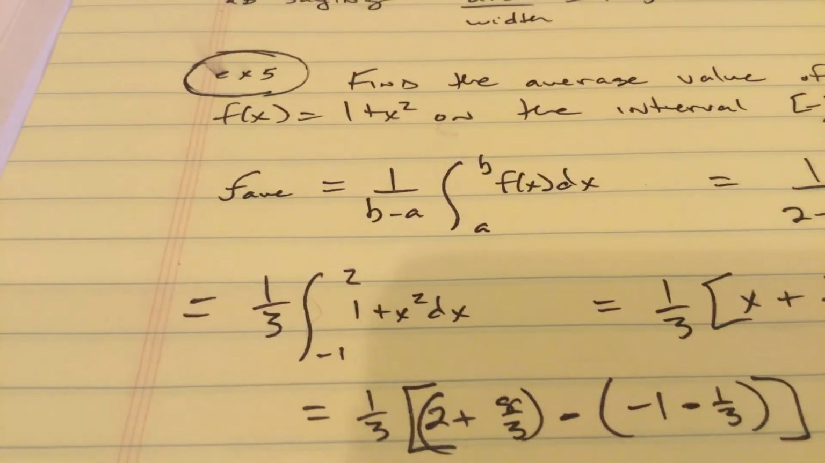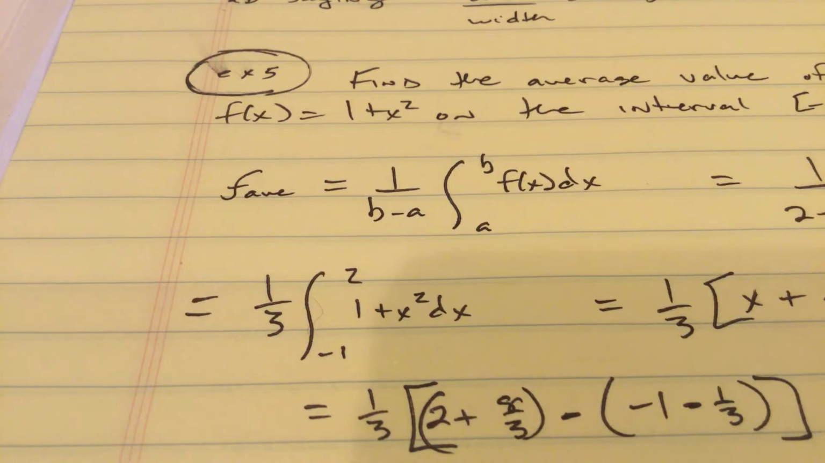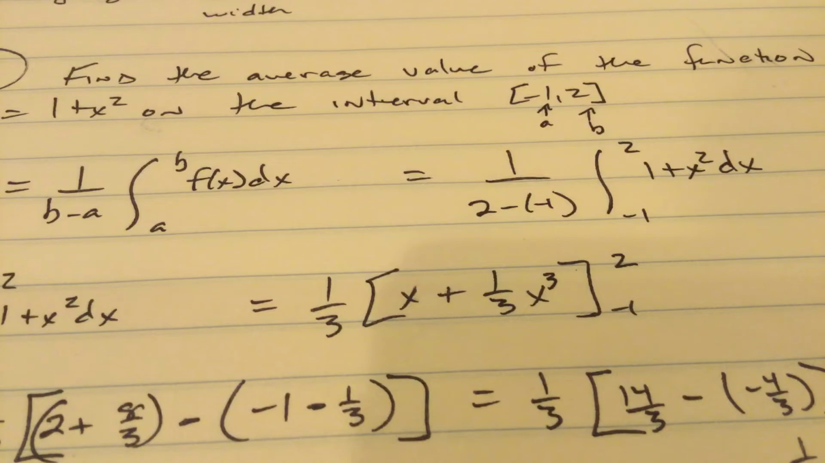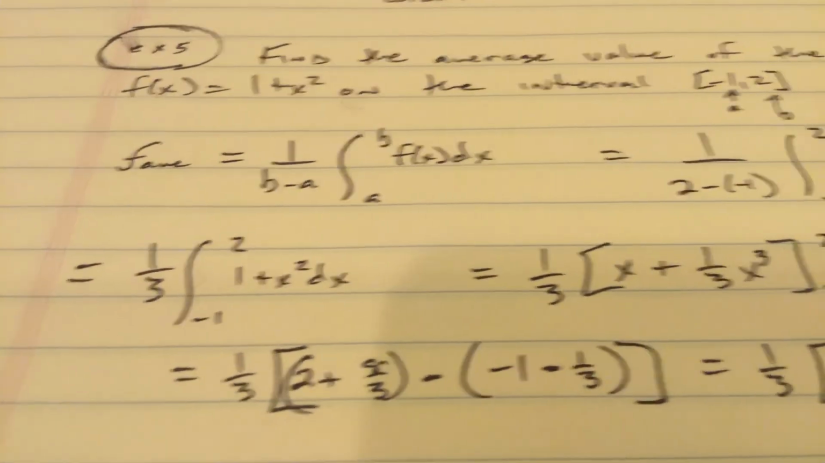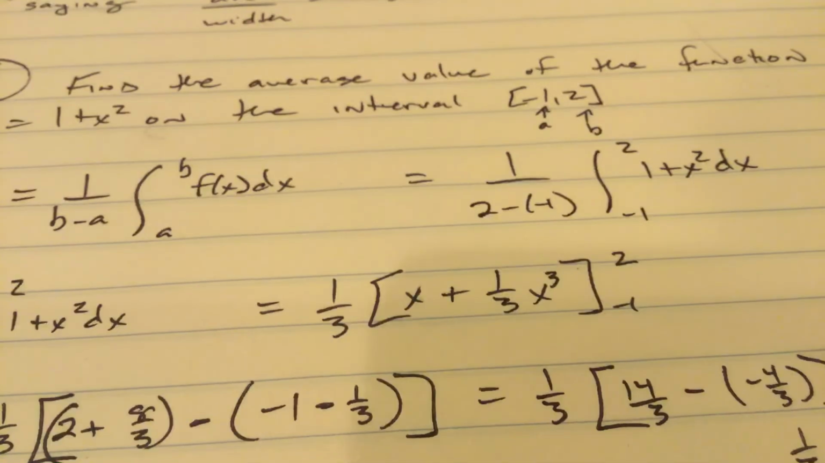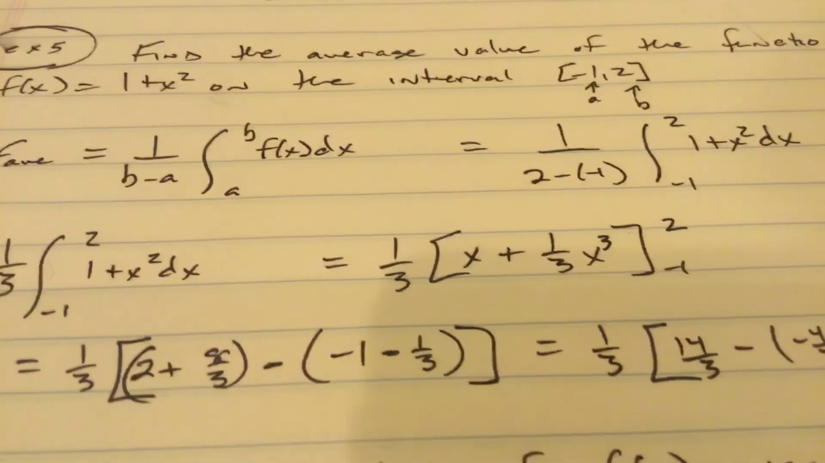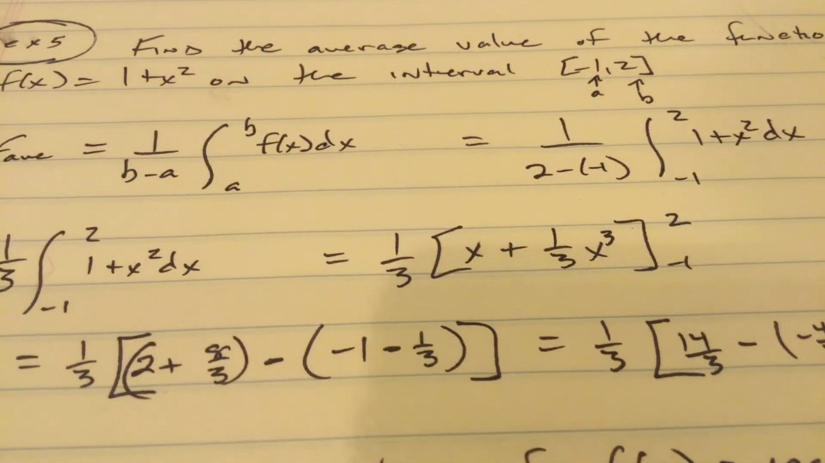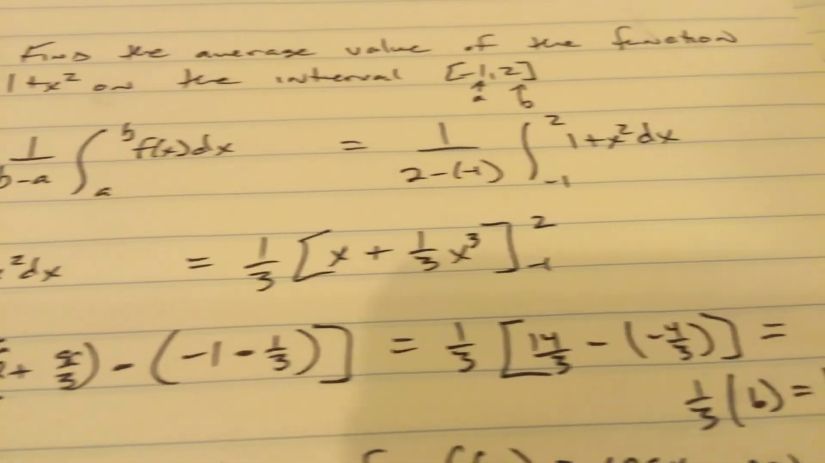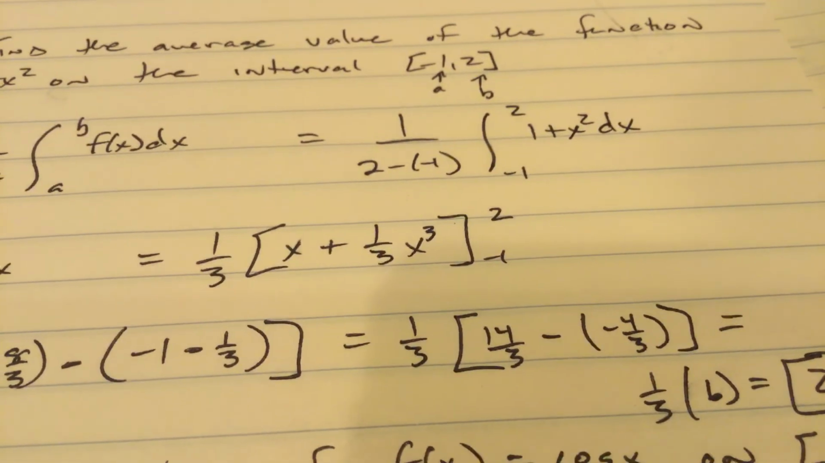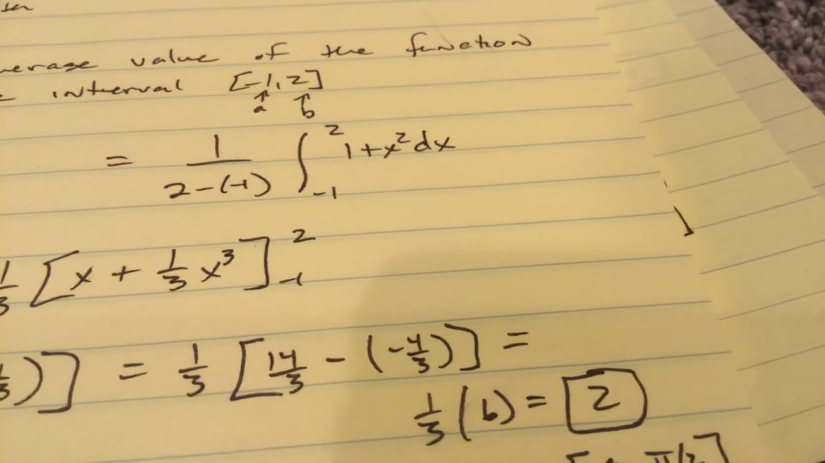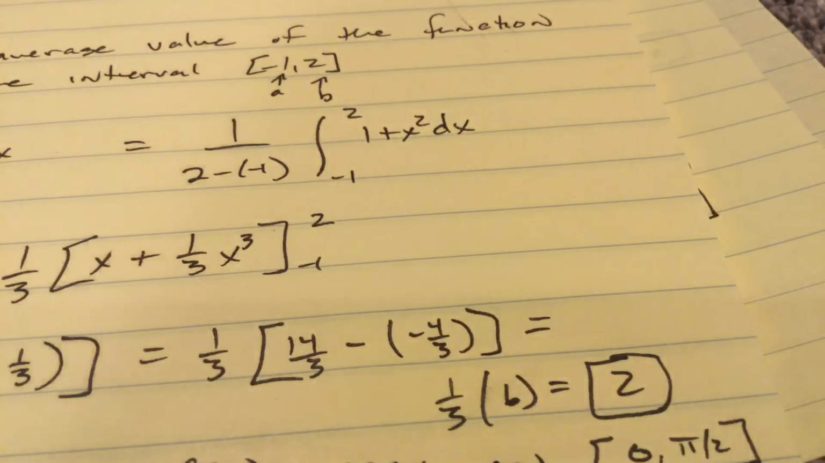I'm going to integrate. In a second, that's 1/3. 1/3 of 1 plus x squared. Now it's time to integrate: x plus 1/3 x to the third. I just leave that 1/3 on the outside there. I'm going to plug 2 in for x, minus, plug negative 1 in for x. That 1/3 is still hanging out on the outside. 1/3 of 6, which is 2. Average value of the function, 2.